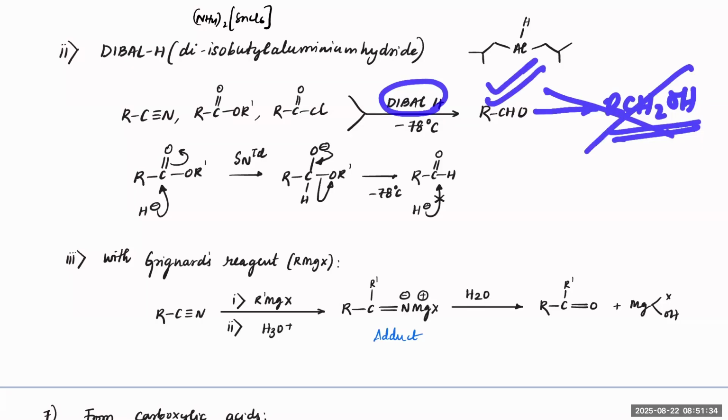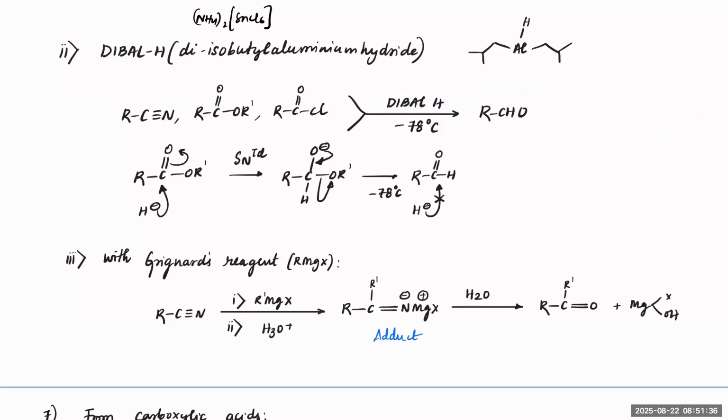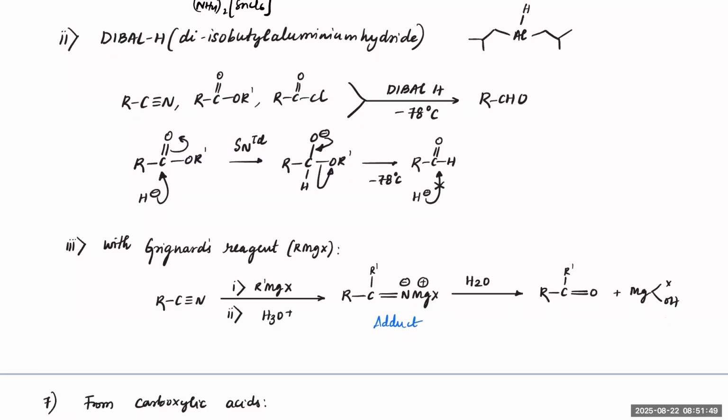Okay. So DIBAL-H minus will attack here. O minus will form via SNTD mechanism. O minus will again close it, remove the leaving group, and convert into an aldehyde form part. Okay.